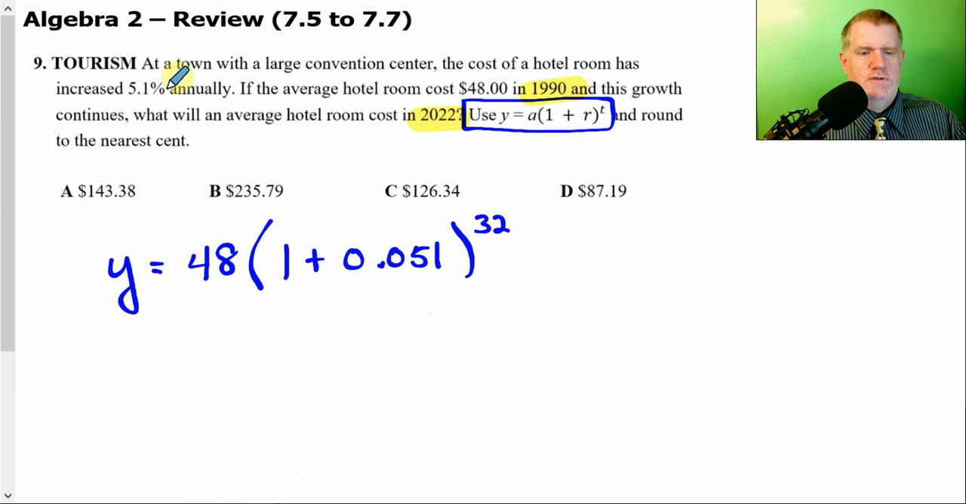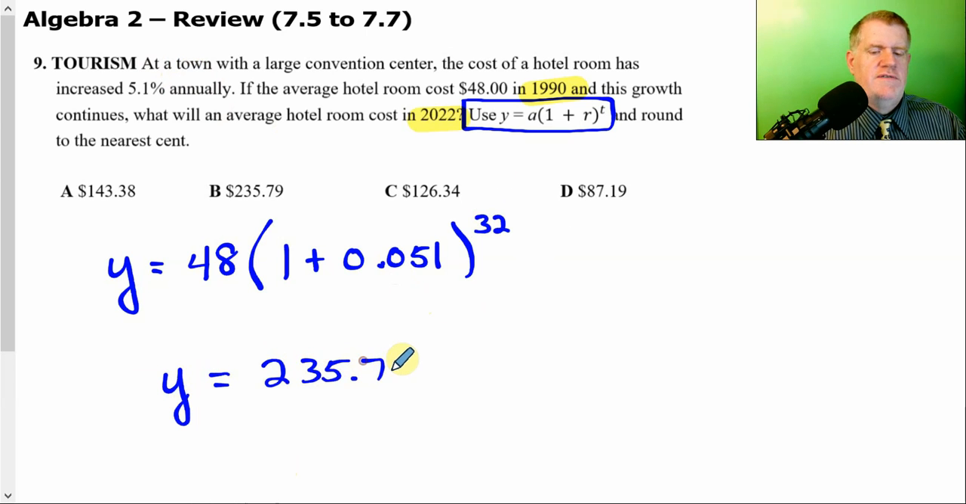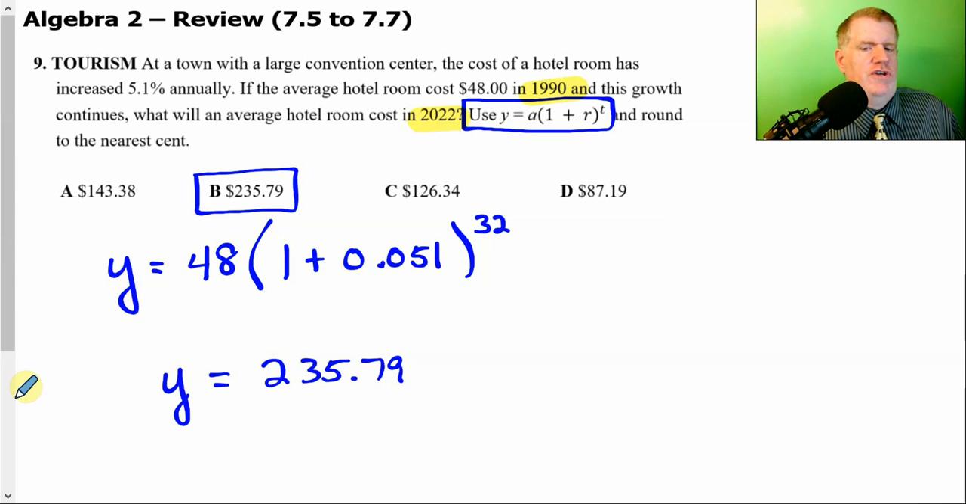Now if you assume that it went up 5.1% every year for 32 years, guess what the hotel cost is right now? $235.79. Now that seems like a lot of change for only 32 years. Imagine if that keeps going and keeps going. Pretty soon nobody's going to be able to afford these hotel rooms. But that's the mathematics for you.